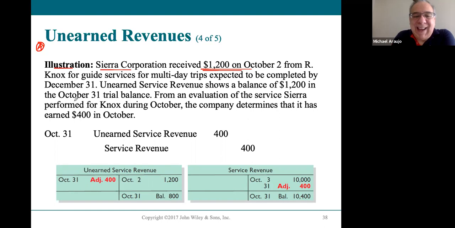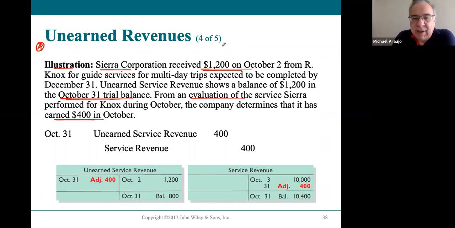Well, at the end of each month, they're going to see, did they earn any of that stuff? They have to double check. Did they earn it? So now we're at the end of October, and they did an evaluation of anything they did for our Knox during that time. And it comes out that they actually earned $400 of the $1,200. They actually did perform services for our Knox in the month of October.